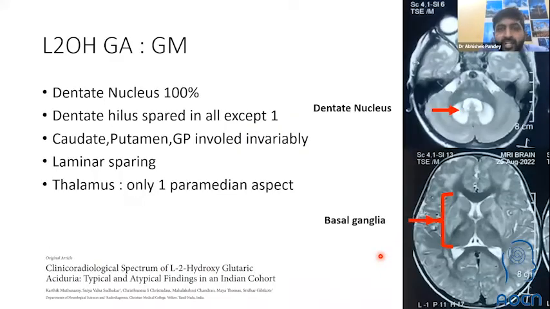The gray matter involvement: dentate is involved in 100% of cases. Caudate and putamen are invariably involved, and one important thing is laminar sparing is present in the globus pallidus. Thalamus is involved in very rare cases. Our case has thalamic involvement. The described thalamic involvement is paramedian. However, we have an anterolateral involvement of the thalamus.